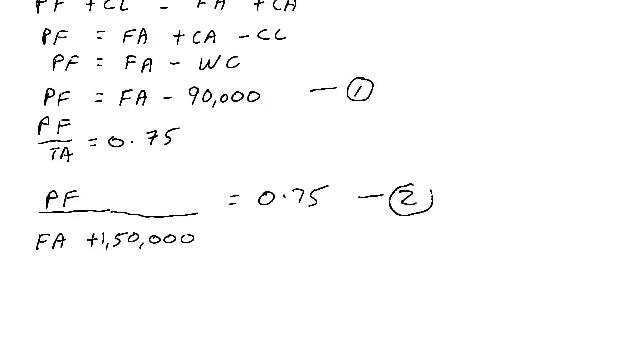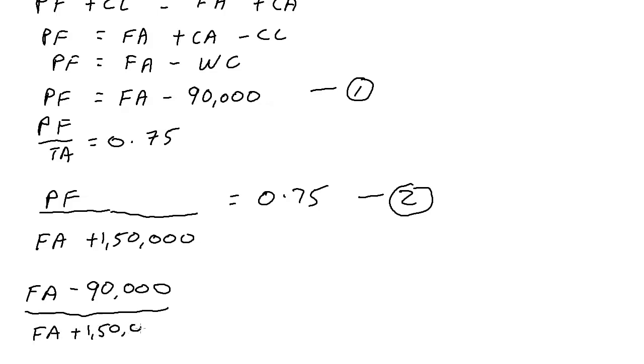So I've got one equation in terms of proprietor's fund and fixed assets. I have another equation in terms of proprietor's fund and fixed assets. And now solving this becomes easy. Now we have proprietor's fund is equal to fixed assets minus 90,000. Proprietor's fund upon fixed assets plus 1,50,000 is equal to 0.75. And I'm simply going to replace proprietor's fund with what we have over here in this equation. Alright, so I have fixed assets minus 90,000 upon fixed assets plus 1,50,000 is equal to 0.75.